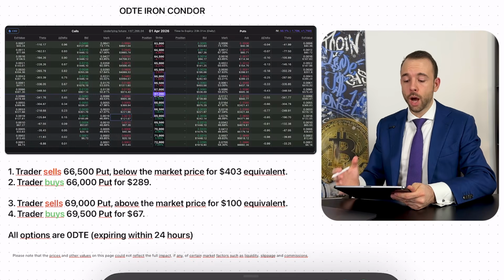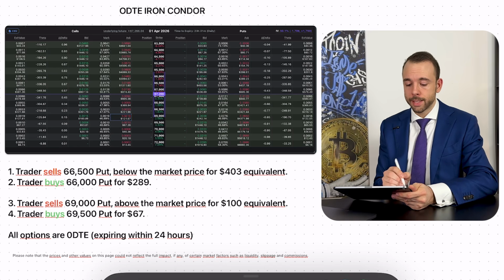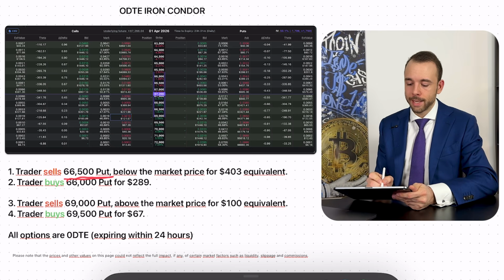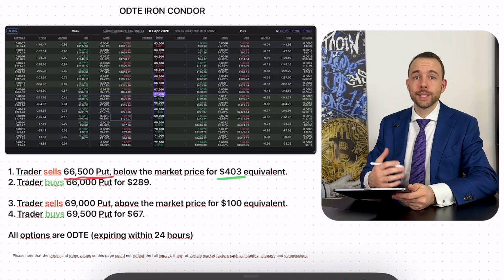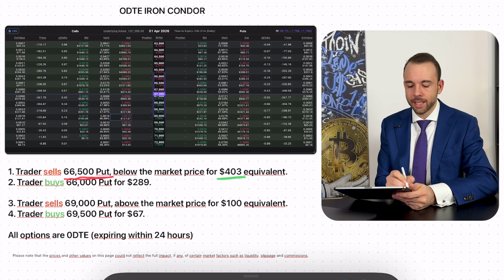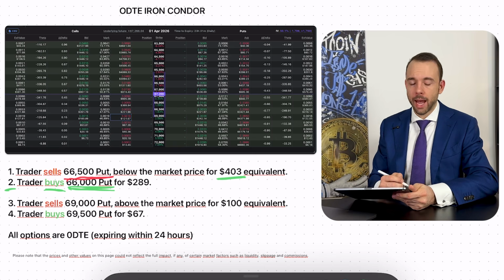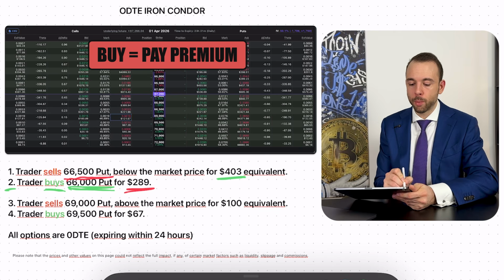So the trader opened the option chain and started to execute this strategy. And first of all, the trader sells a 66,500 put option. And for that, the trader received the equivalent of $403, because if the trader sells options, he receives the premium. And as in the first strategy, as the second step, the trader buys a put option with a strike price of $66,000. And because the trader buys something, he needs to pay a premium of $289.